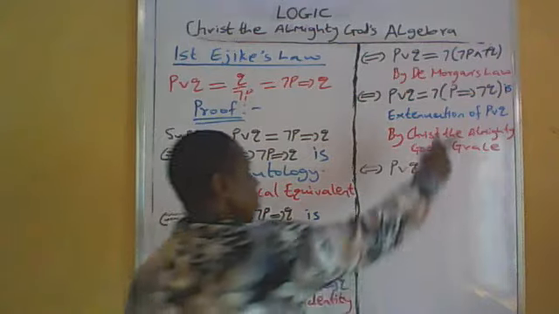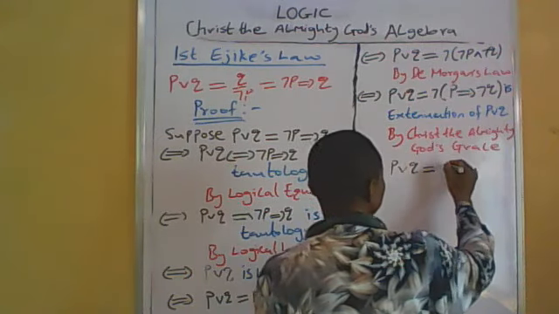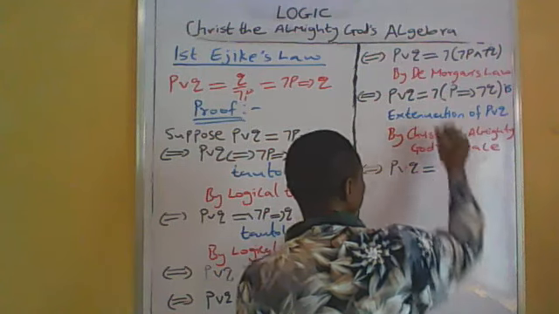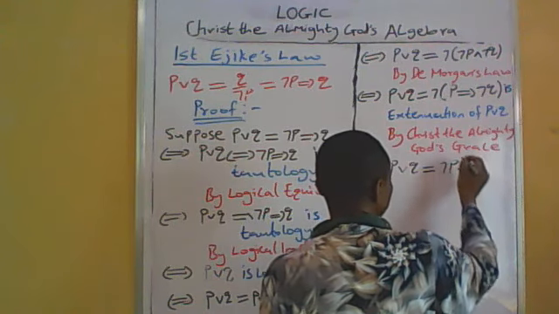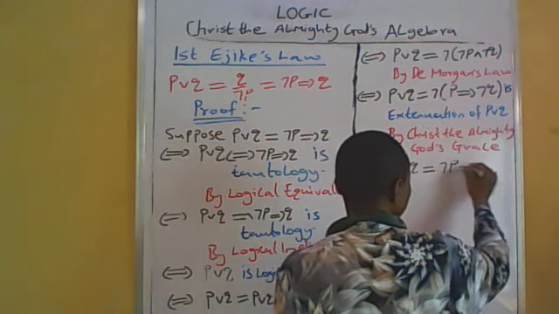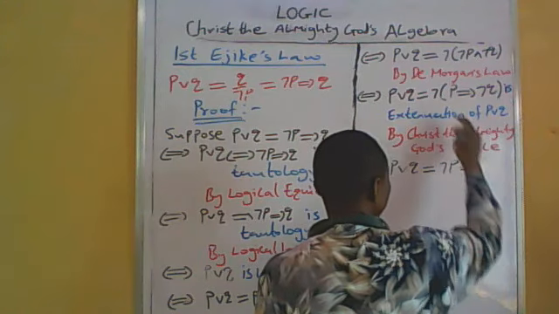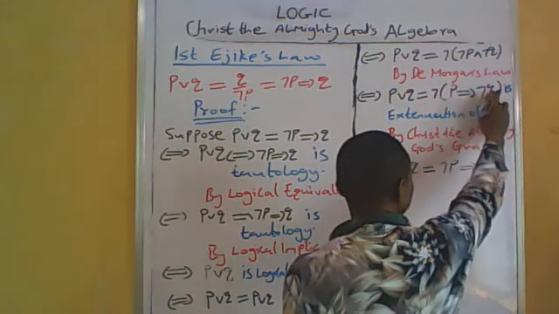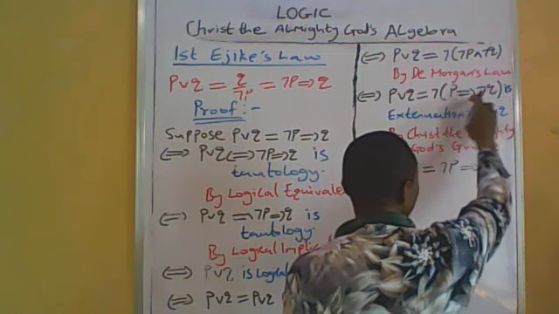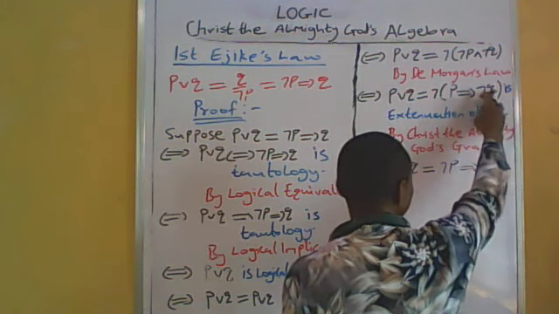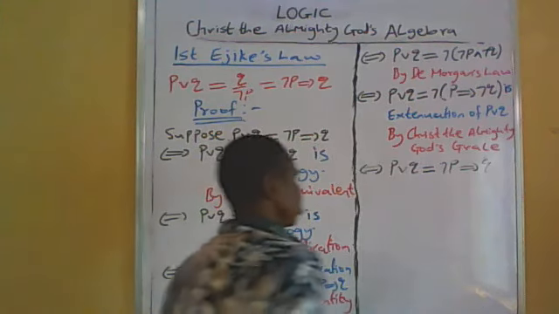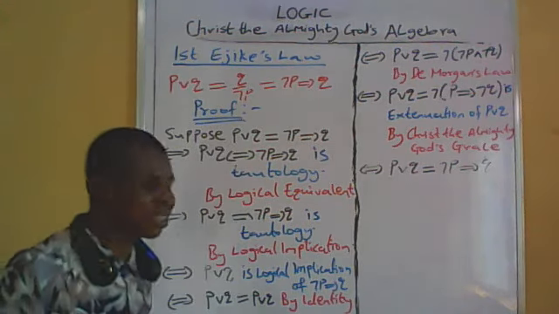Here we have P. This not will negate it, it becomes not P. The implies will remain the same. Then this not will negate this not Q, you have not Q, which is set as Q. You have now negated it.